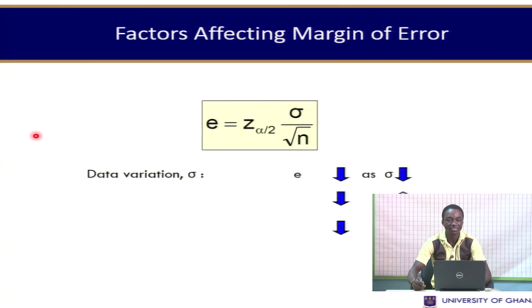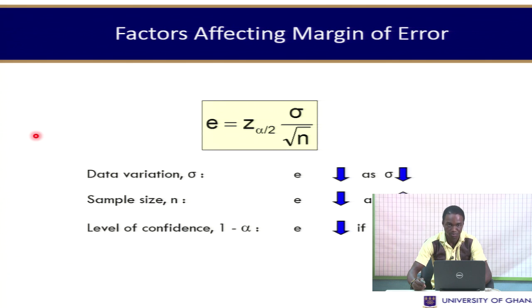There are some factors that affect the margin of error. For instance, the margin of error would decrease as the level of variability decreases. Similarly, your margin of error would increase as your level of variability increases. Also, our margin of error will decrease as our sample size n increases, and the margin of error would reduce if our level of confidence also reduces.